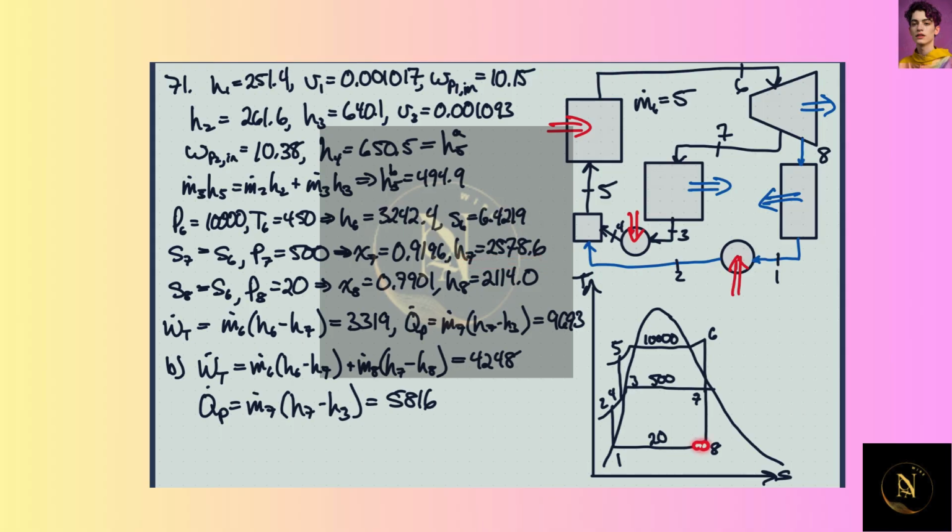And the entropy at 8 is the same as at 6, so we know the entropy and we know the pressure, so we can get the quality factor there. It's about 79%, and we can get the enthalpy there.